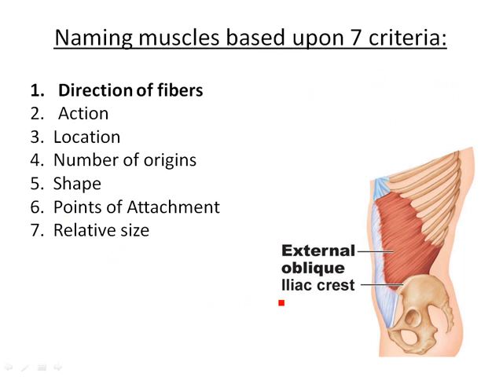Alright, so how do we actually name these muscles? When we name them, we use 7 basic criteria: either direction of fibers, action, location, number of origins, shape, points of attachment, or relative size.